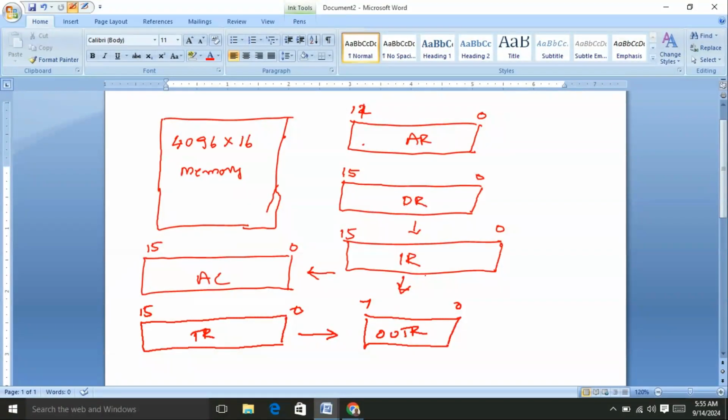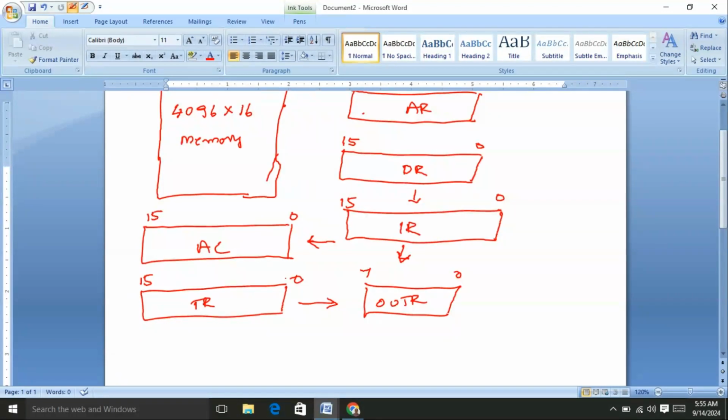So suppose we are getting the data from the keyboard and something else. We are using one more register that is known as the input register, INPR. This is also 7 bits.